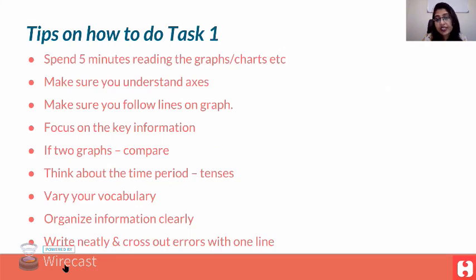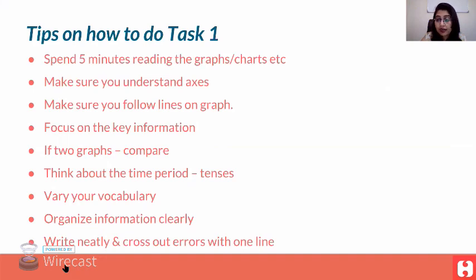Spend 5 minutes reading the graphs and charts. The moment you get your question paper, make sure you are spending enough quality time. 5 minutes, some people might complete it in 3 minutes also. Sometimes it might be a very easy graph, the graph that deals with the population of 4 countries, or the pollution of 4 countries. In that condition, you might not need much time, but there are times when the graph itself is difficult enough to understand. So make sure you understand the graph properly before moving on to the next section.